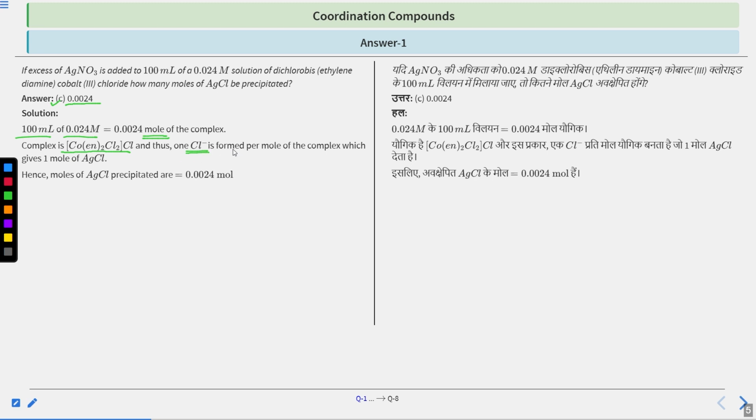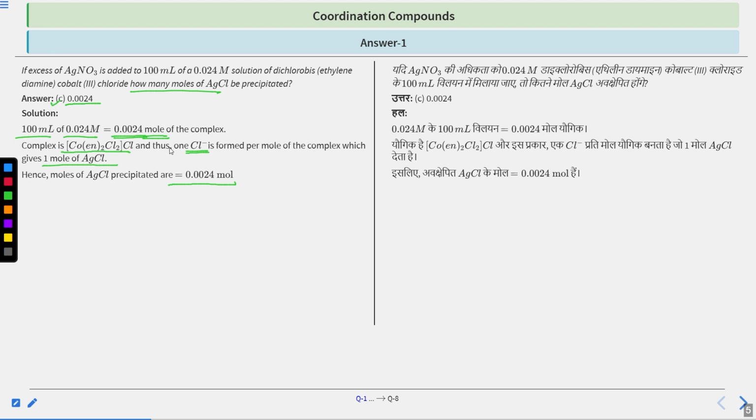So one chloride ion is formed per mole of the complex, which gives 1 mole of AgCl, because we have been asked how many moles of AgCl will be precipitated. The complex is giving us 1 chloride ion, right? That means we will get 1 mole of AgCl. Now the moles of AgCl precipitated will be 0.0024, because the total moles of the complex is equal to 0.0024, right? Basically, what we have done is find the number of moles of the complex just by multiplying the molarity with the volume.